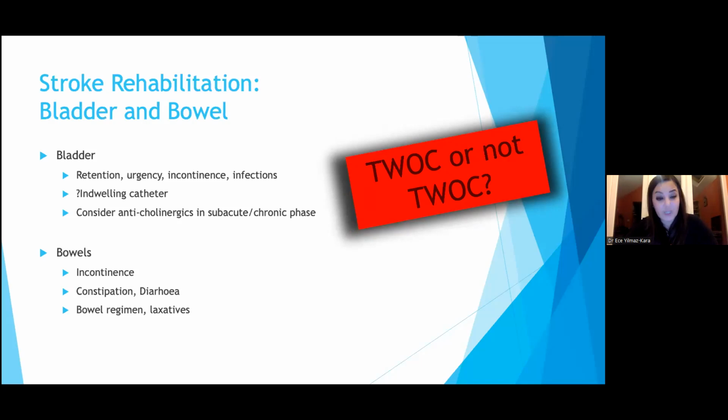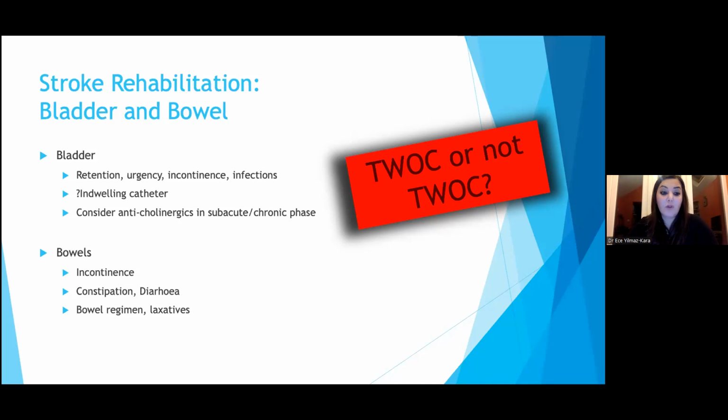We don't, as a routine, do urodynamic studies as we do in spinal cord injury in stroke rehab, but we may consider in challenging cases to ask help from our urology colleagues for urodynamics. And bowels, again, another limiting factor in daily life, and we may be dealing with incontinence, constipation, or diarrhea.